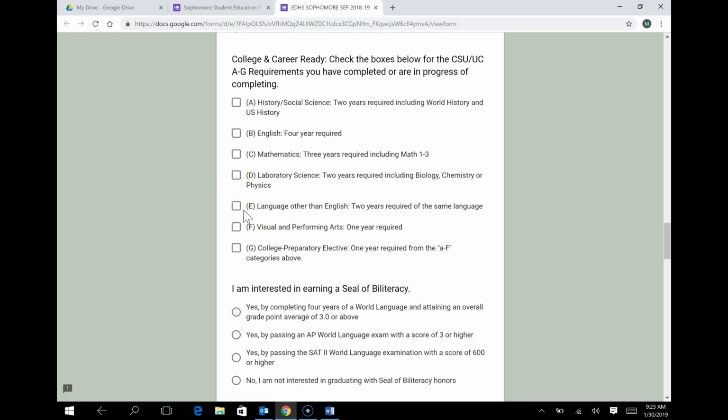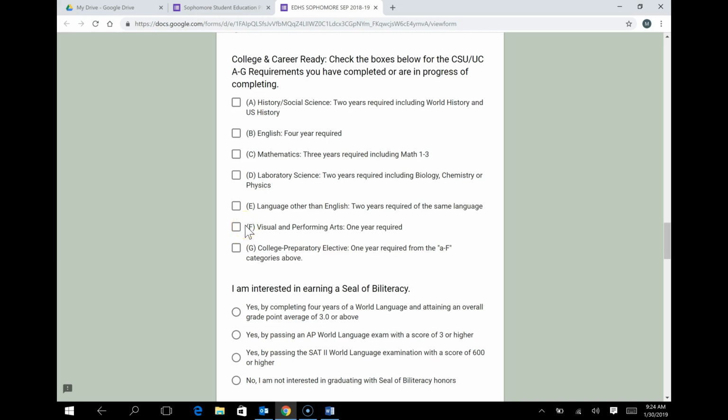E, language other than English. This is your foreign language area. 2 years are required in the same foreign language. So this would be any of you who are taking Spanish, French, Chinese, or American Sign Language through COS. If you've completed 1 year and have passed the first semester of your second year, go ahead and indicate E. I know some of you were not able to schedule your foreign language into your schedule this year, but if you did successfully pass the first year, go ahead and indicate E as well.